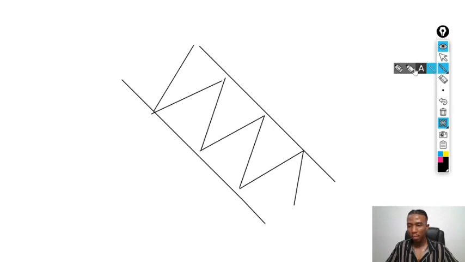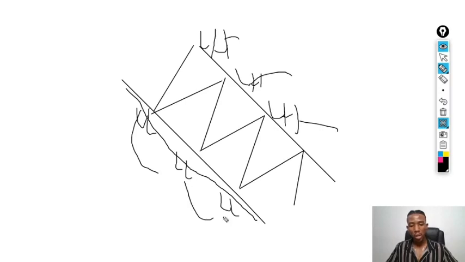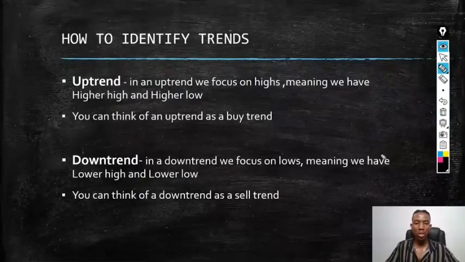And then we have lower highs at the top, and then we have lower lows at the bottom, meaning this is the high part of the channel, but each high is lower than the previous one, and this is the low part of the channel, and each low is lower than the previous one, hence lower low, and here lower high. Okay, so that is just how to identify a trend. So now let's continue with the slides.